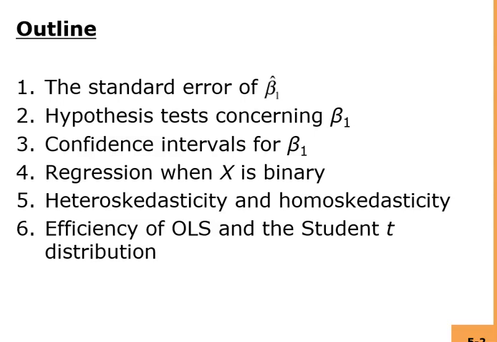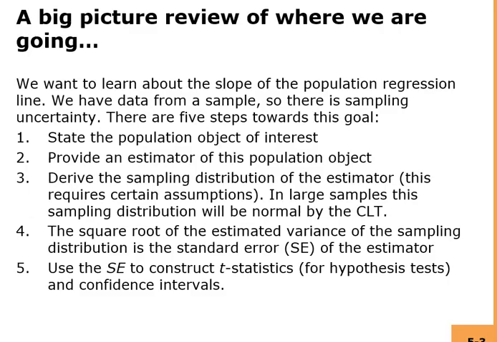We will also deal with issues of heteroskedasticity and homoskedasticity, and how this additional assumption of homoskedasticity can be combined with the three earlier assumptions of OLS to make it more restrictive. And we'll also take a look at the efficiency of OLS and the student t-distribution. What is the efficacy of the student t-distribution when it comes to small samples and when it comes to larger samples? So these are the different things that we'll be covering.